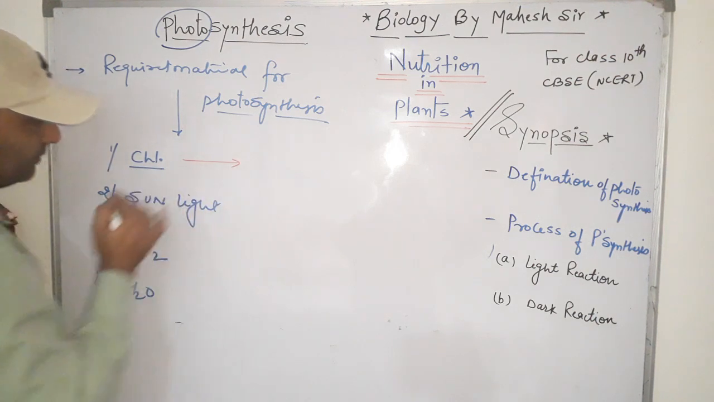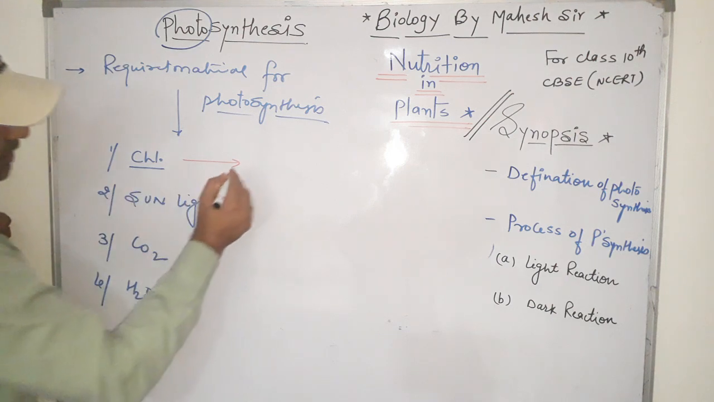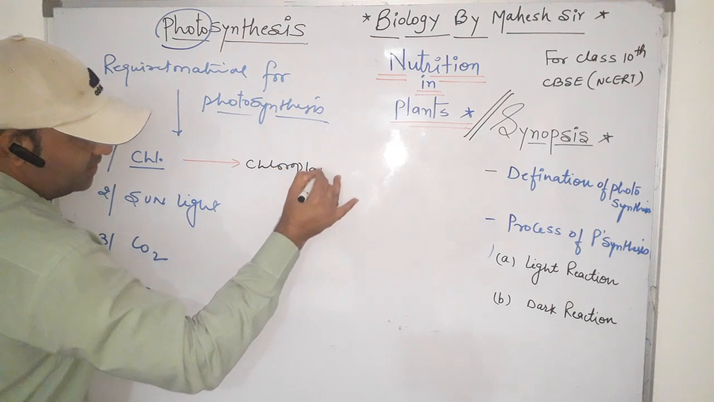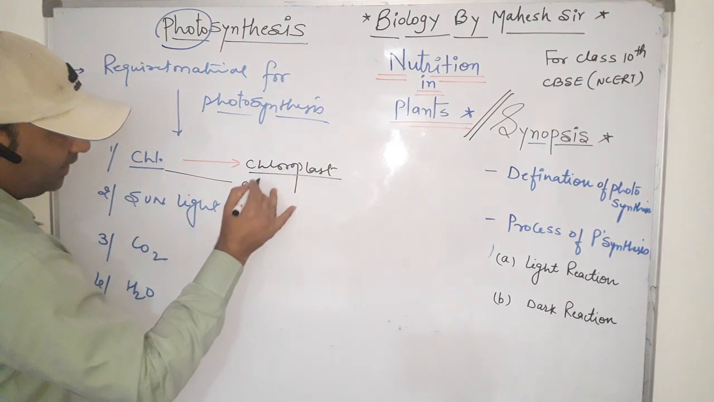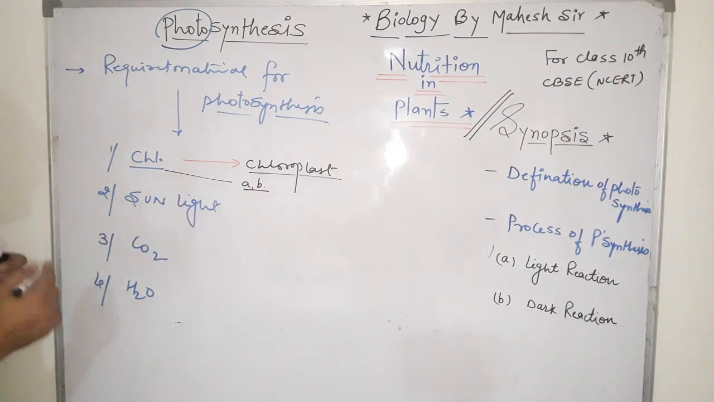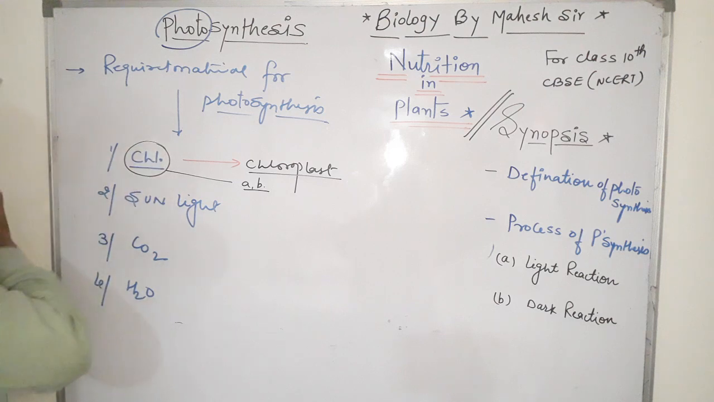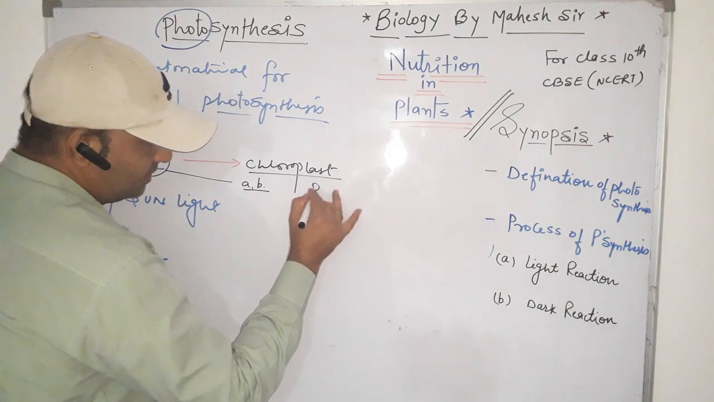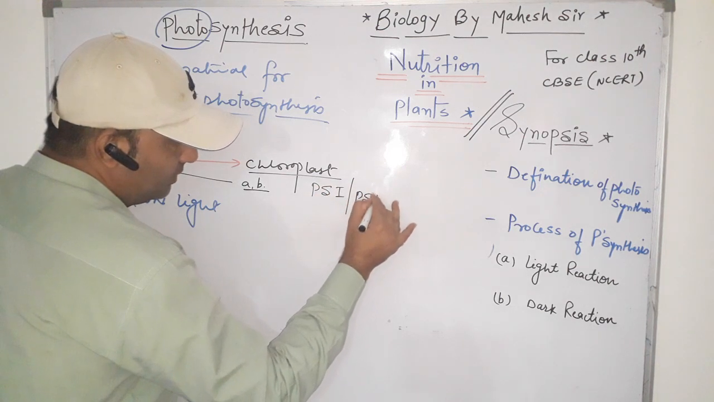First is the chlorophyll. Now this chlorophyll is generally present in a chloroplast. It is chlorophyll A, chlorophyll B, and then xanthophyll and carotenoids. So it is a complete photopigment. The construction of these photopigments is photosystem first and then photosystem second.